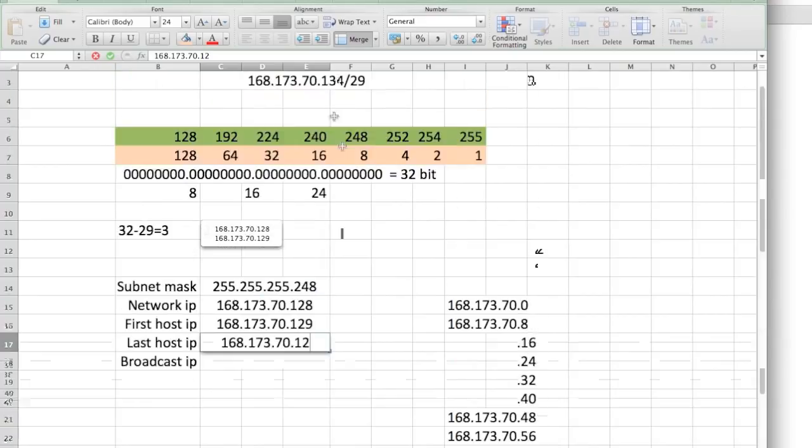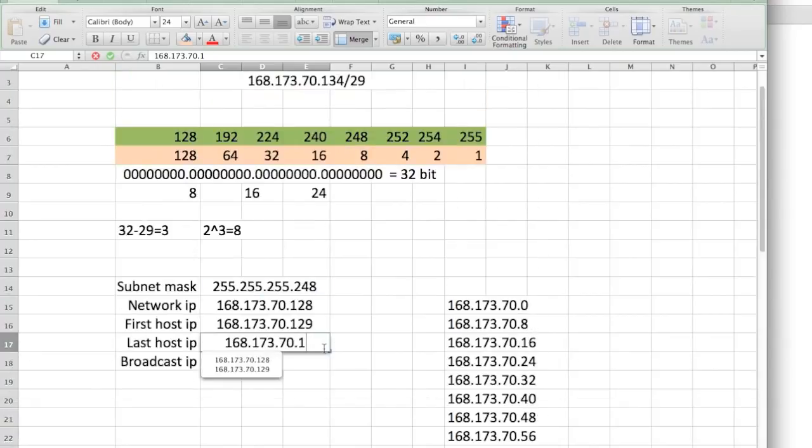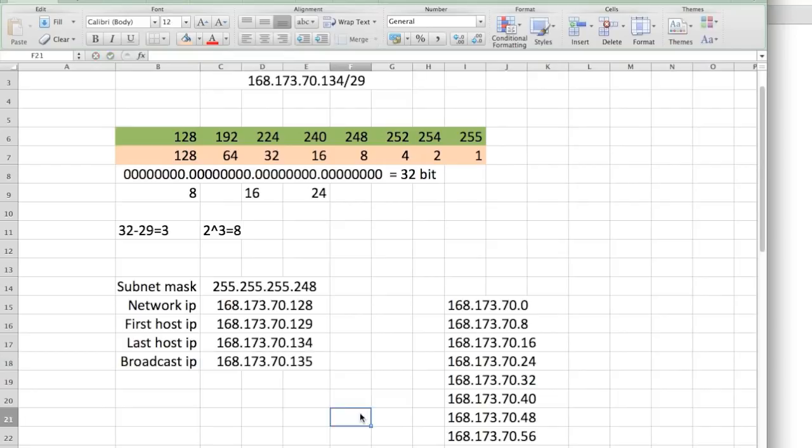So this was the last ID, 134. So the broadcast ID is 168.173.135. Simple. Easy, right? So it's not that difficult. We found out what the subnet mask was, we found out what the first available IP is, what the network ID was, the last IP, and the broadcast IP.